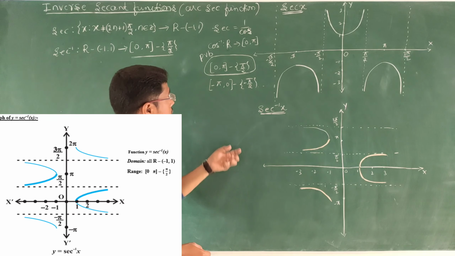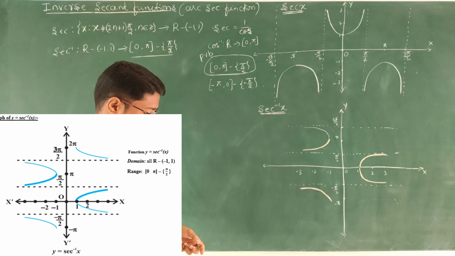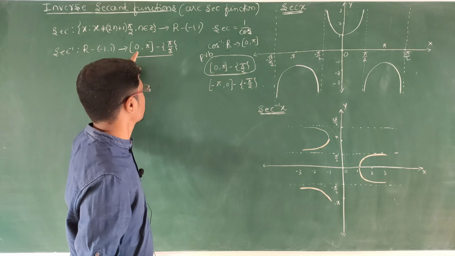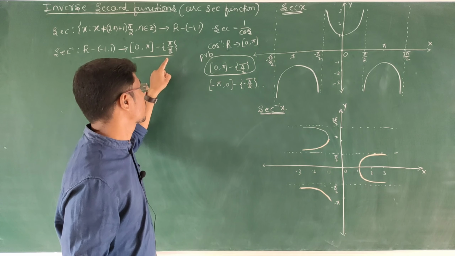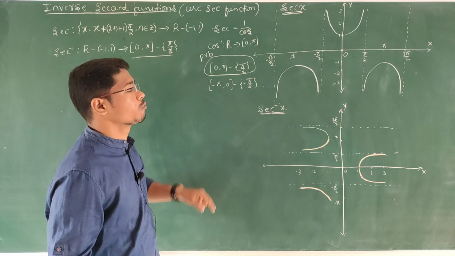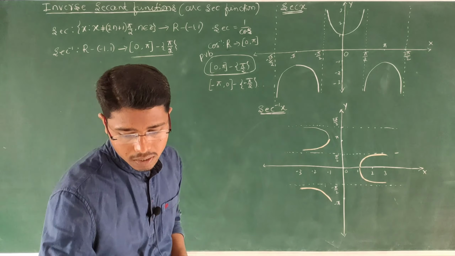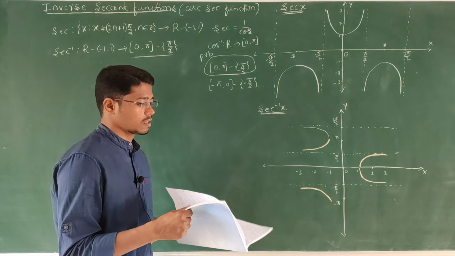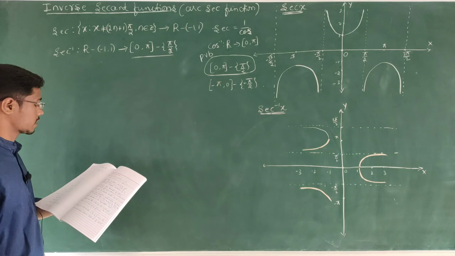Okay. So this is about the sec and sec inverse graph. Sec inverse is defined from R minus (minus 1, 1) to [0, pi] minus pi by 2. So this is the principal value branch, that is the PVB of the sec inverse function. Okay. So let us see some simple problems, examples.